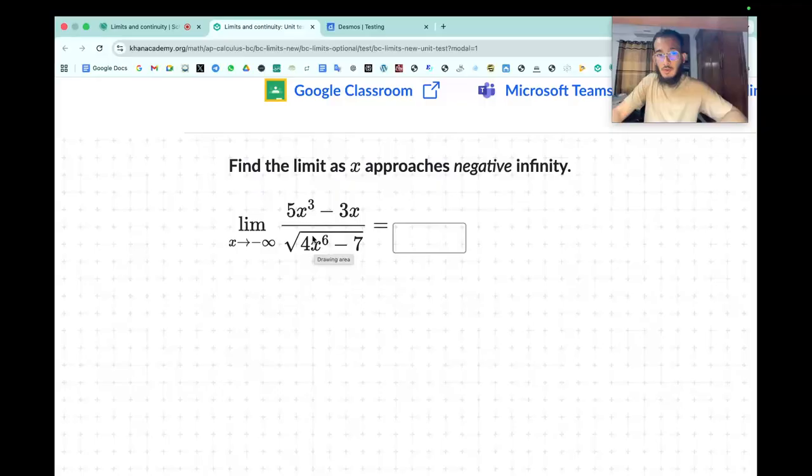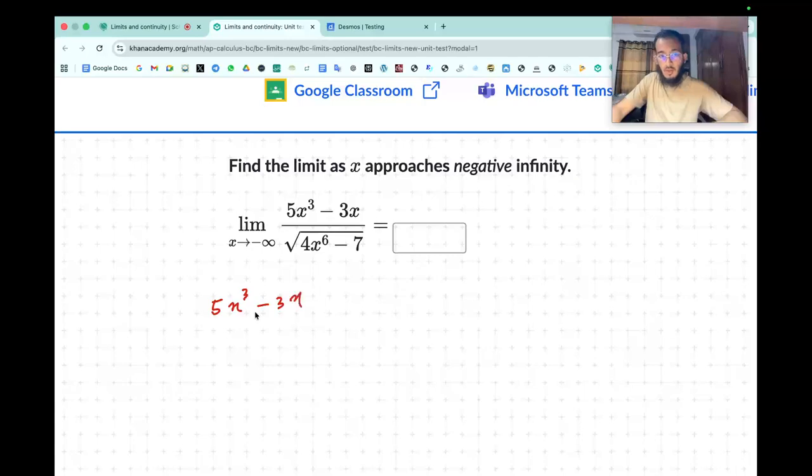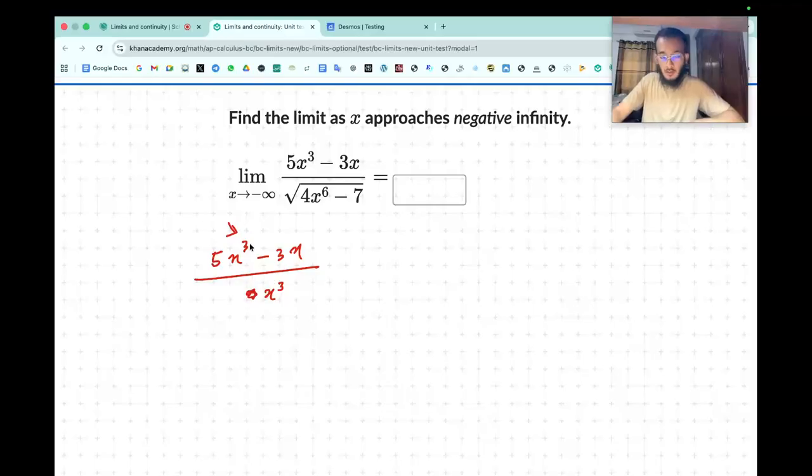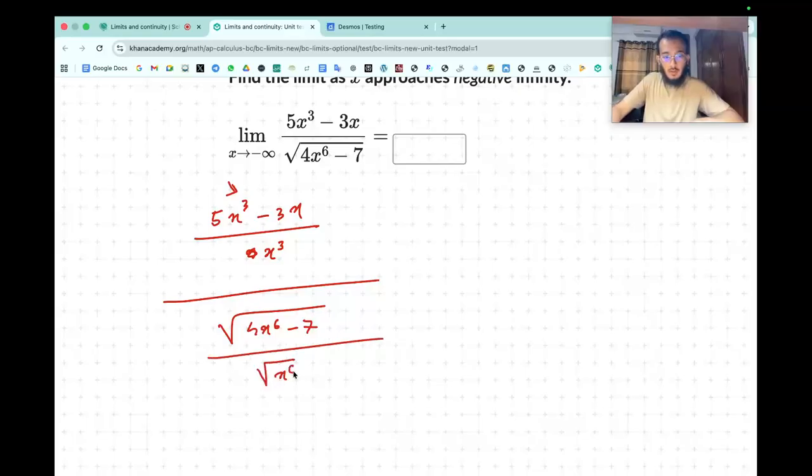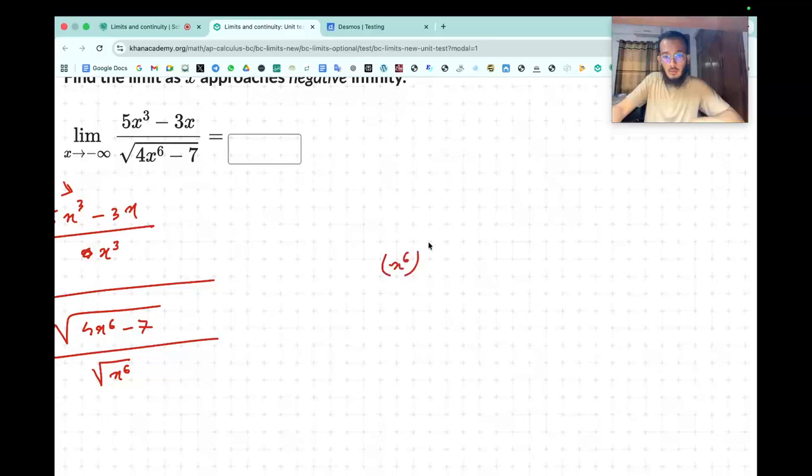In order to do so, we can divide the numerator with x cubed. The greatest order of x is 3. So we divide it with x cubed so that nothing remains in the numerator, and if anything remains, that is in the denominator. In order to balance this out, we can divide the denominator with square root of x to the power 6, such that when x to the power 6 gets multiplied with half, that is square root x cubed.